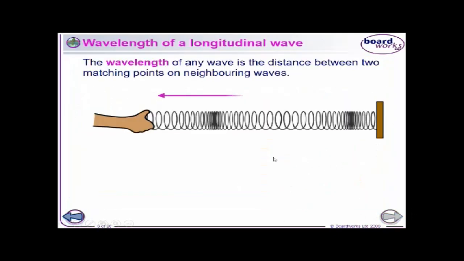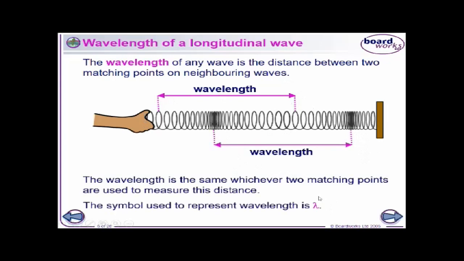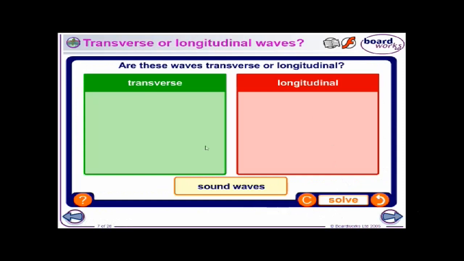So, the wavelength being the distance between two similar places, it could be the distance between two rarefactions or the distance between two compressions. Again, we're using lambda, and again we're measuring in meters. So then, classifying transverse and longitudinal, we'll do this in the Google Doc that goes with these two presentations.